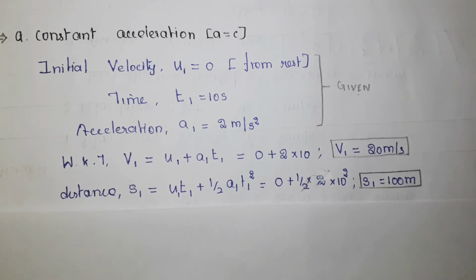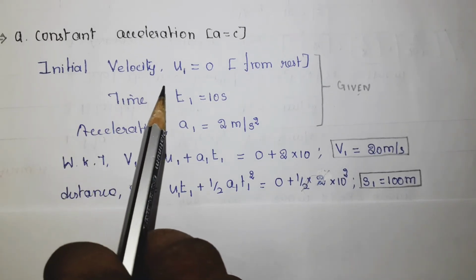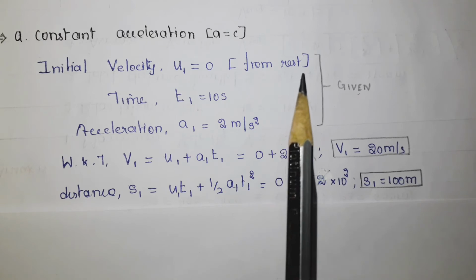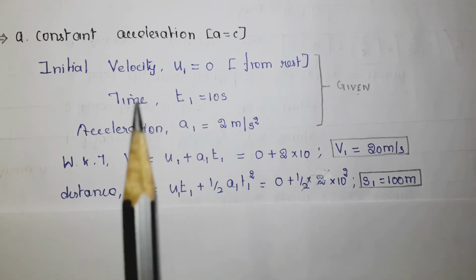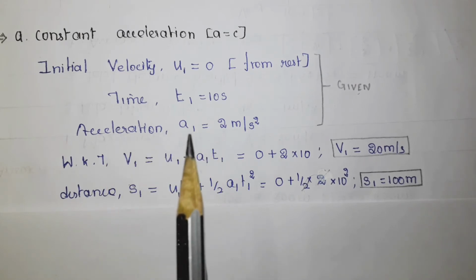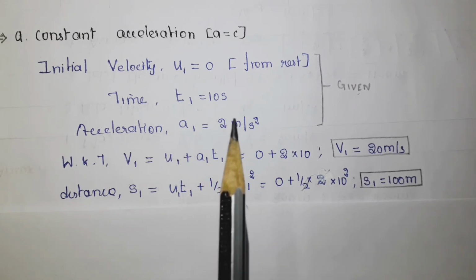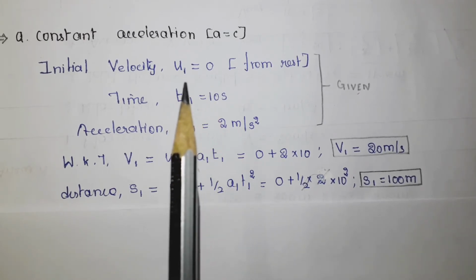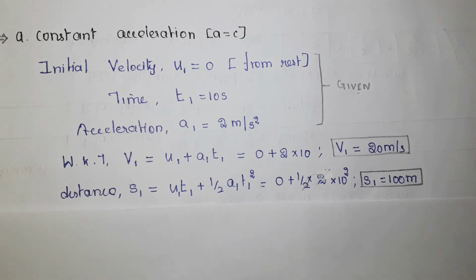Now let us discuss this constant acceleration motion. At first, initial velocity u equal to 0, because the train starts from rest, so it is represented here. From rest means the velocity value will be 0. Next, time t1 equal to 10 seconds, it is given, right? Acceleration a1 is equal to 2 meter per second square. This is also given in the problem. But you have to take this data alone, right? Now let us use the constant acceleration equations. Already we discussed that there are three equations.